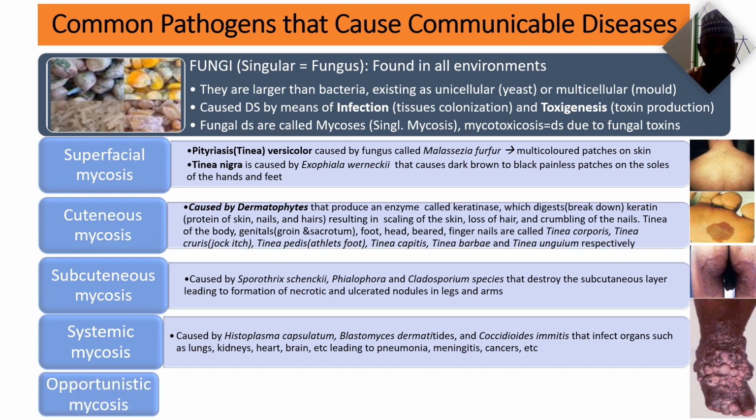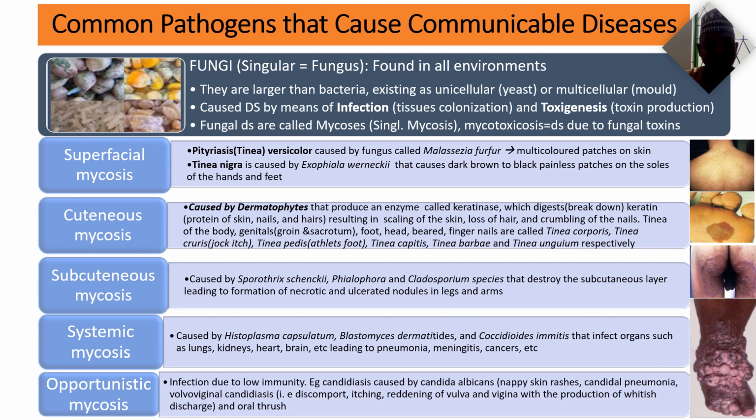Now, the last type of fungal infection that is common in the environment is opportunistic mycosis. Opportunistic mycoses are fungal infections as a result of low immunity. So they are fungal infections that can only occur in individuals with a lower immune system, such as neonates, people of extreme age, old people, women with pregnancy, and so on.